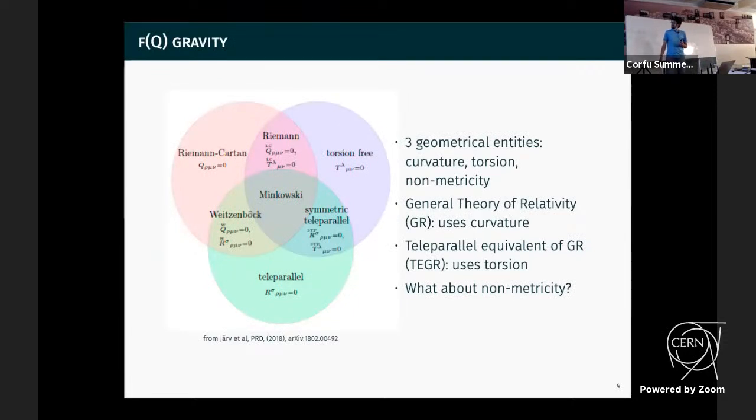Again, as Kostas said before, there are three fundamental geometrical entities: curvature, torsion, non-metricity. It is possible to formulate an equivalent theory to general relativity based on torsion and also based on non-metricity.